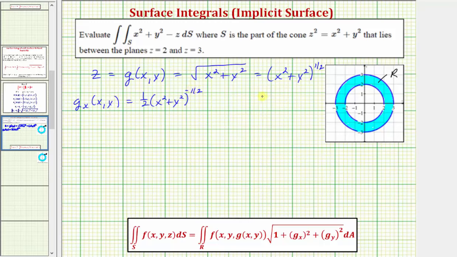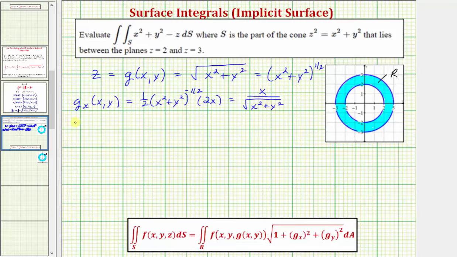And now applying the chain rule, we multiply by the derivative of x squared plus y squared with respect to x, which would be 2x. Notice how the 2s simplify out, so we can write this as x over, let's write this back as the square root of the quantity x squared plus y squared.